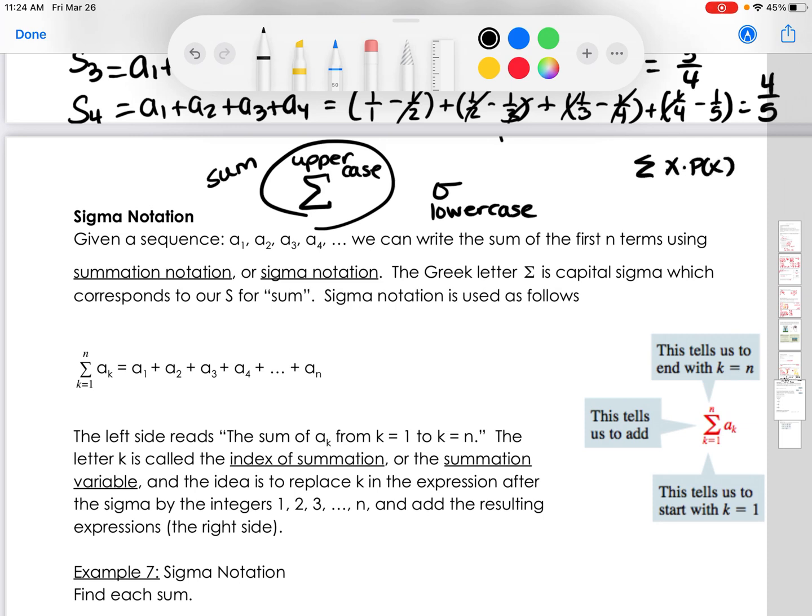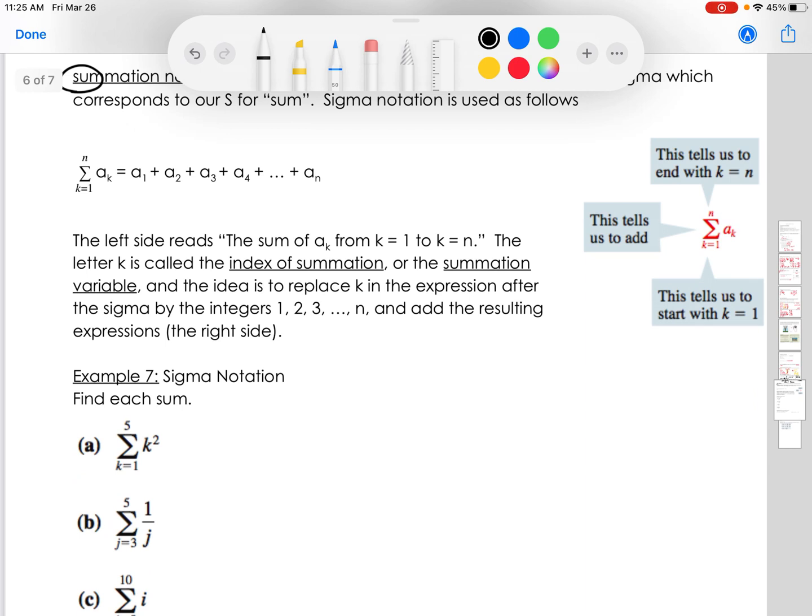And that just meant add up all of the x's times p of x's. Same kind of concept here. So given the sequence, we can write the sum of the first n terms using sigma notation or summation notation, just like the word sum. And we use that capital sigma there. So here is our sigma. We're adding up all of the a sub, and then in this case we put k's, and we want k to go from the number 1 up until the number n. So the left side here is reading the sum of a sub k from k equals 1 to k equals n. The letter k is really what we're calling the index of the summation or the summation variable. It's telling us basically what numbers we are going to add up. What are we putting in there each time?